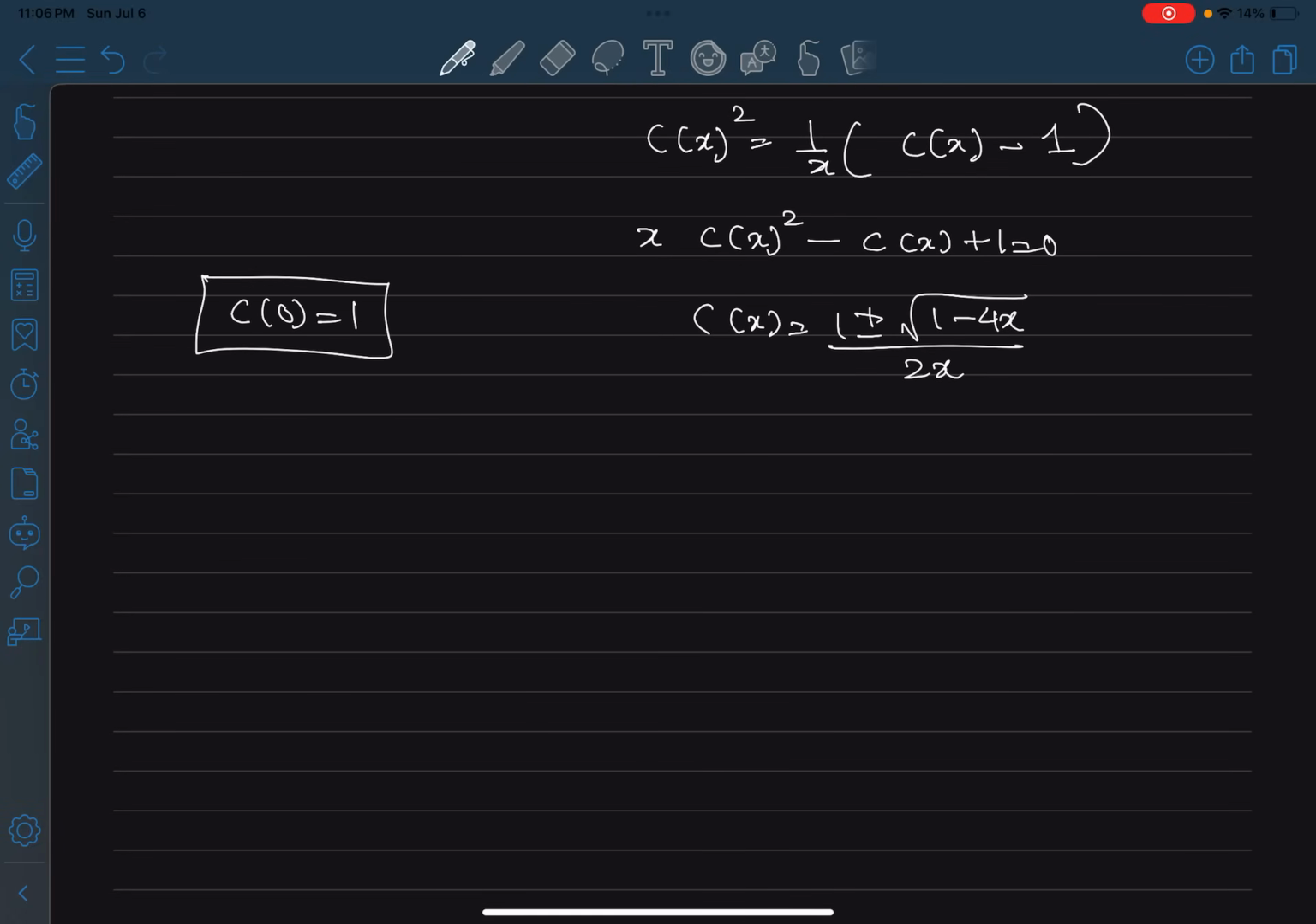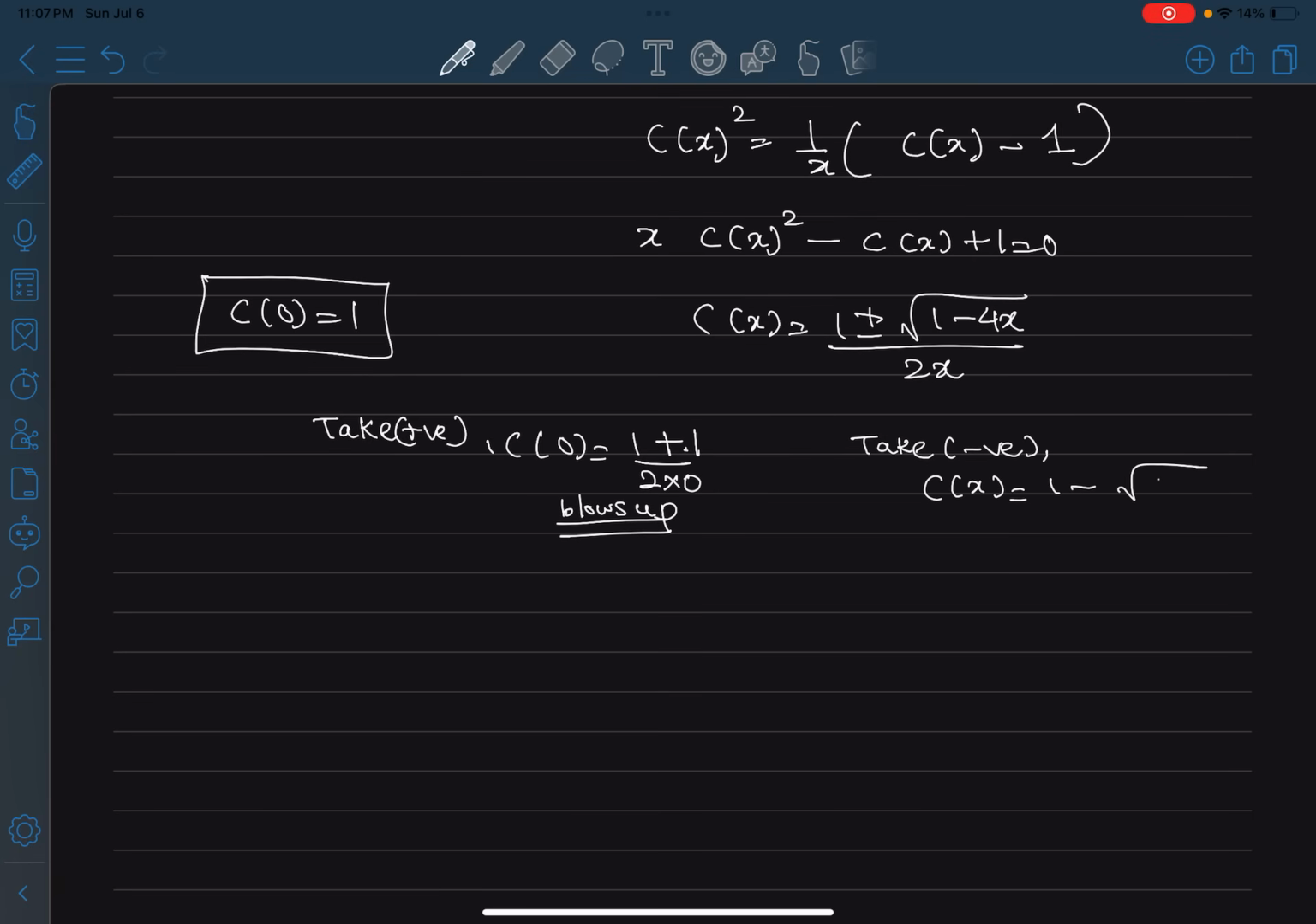Now if you take plus, let's say if you take positive, you're going to get c of 0 as 1 plus 1 by 2 into 0, right? And that just blows up. That doesn't really give us 1. But if you take negative, we will have c of x equals 1 minus the square root of 1 minus 4x, over 2x, right? And then if you try to find c of 0, it will again be 0 over 0, which is indeterminate, but you can take a limit.